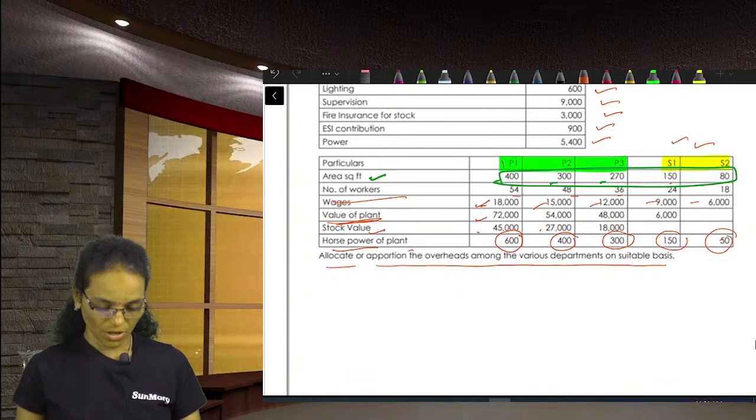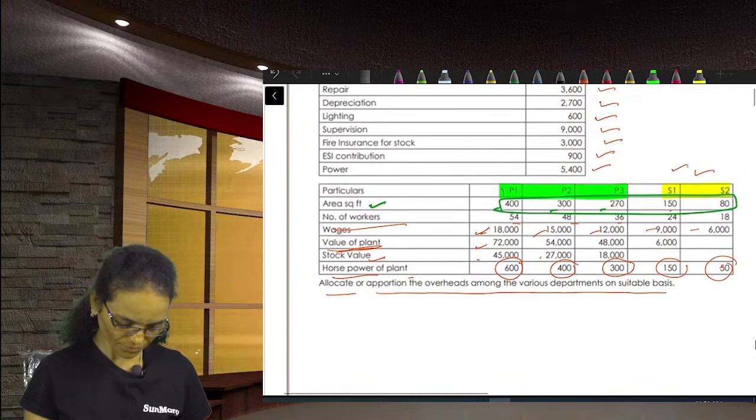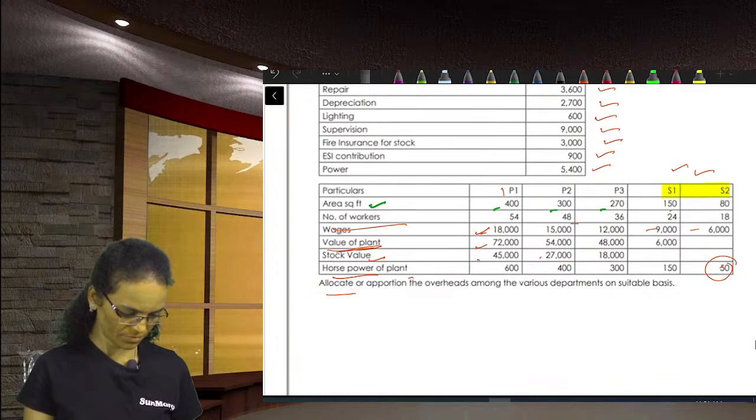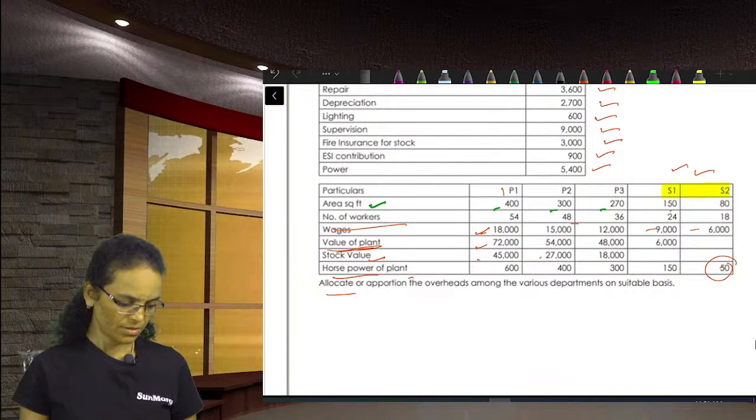Here, we need to allocate or apportion the overheads among all the various departments on a suitable basis.